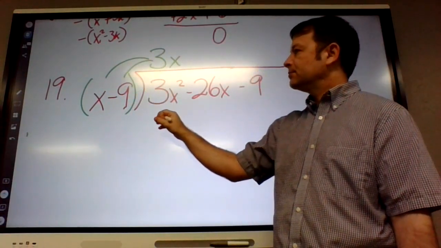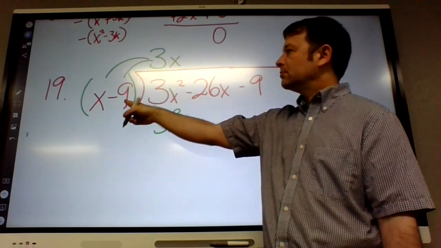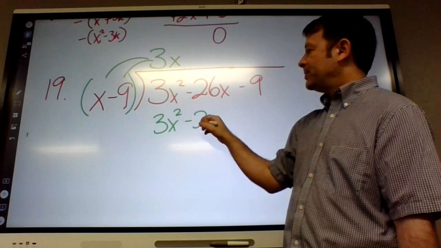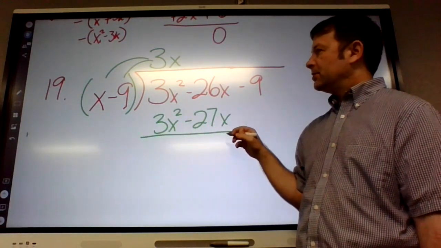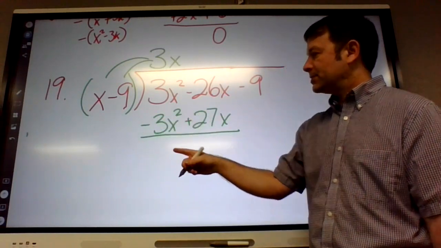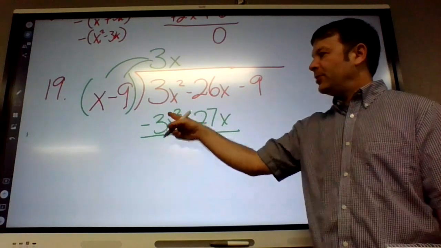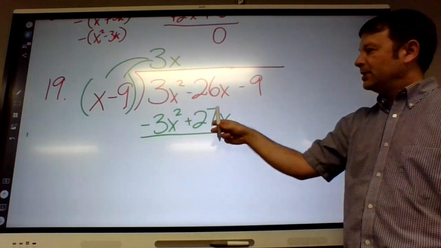So you get 3x squared plus 27x, because it starts off as minus 27x. Because we're subtracting the bottom line, that will become a plus, and that becomes a minus. 3x squared is going to go away. The first term always cancels out. We kind of make that happen.